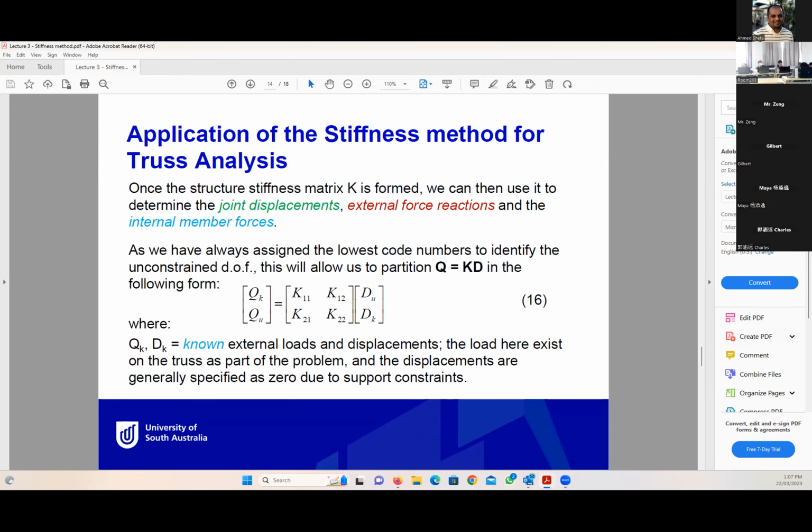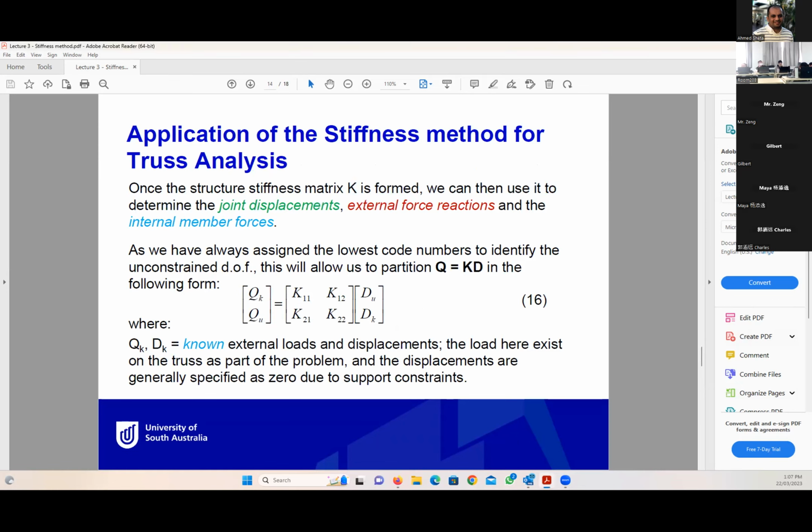So the joint displacements are the vector D capital. External forces and reactions are Q capital. As we have always assigned the lowest code numbers to the unconstrained degrees of freedom, this will allow us to partition Q in the following form: QK and QU equal to K11, K12, K21, K22, times DU, DK.